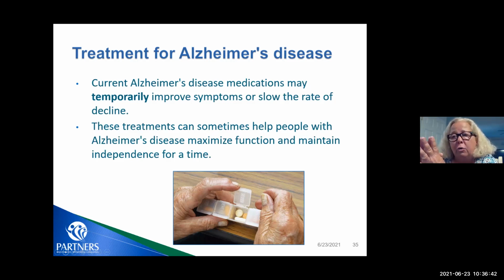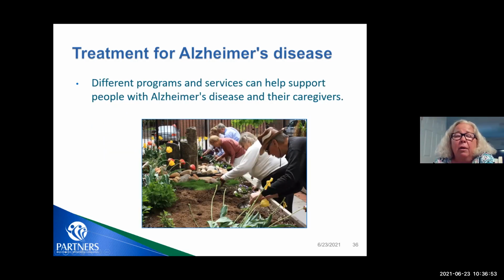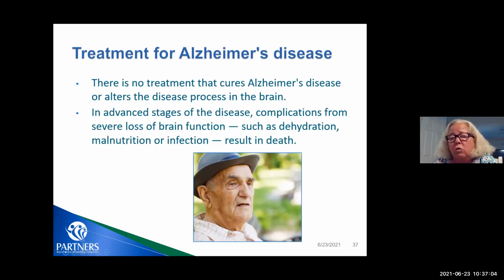They help slow the person's loss of cognitive function. But the earlier they're started, the more they help. So early diagnosis is always important. There's also different programs and services that can help support people with Alzheimer's disease and their caregivers in the community. And it's important that folks learn what's out there. There's not currently a treatment that cures Alzheimer's disease or alters the basic disease process.